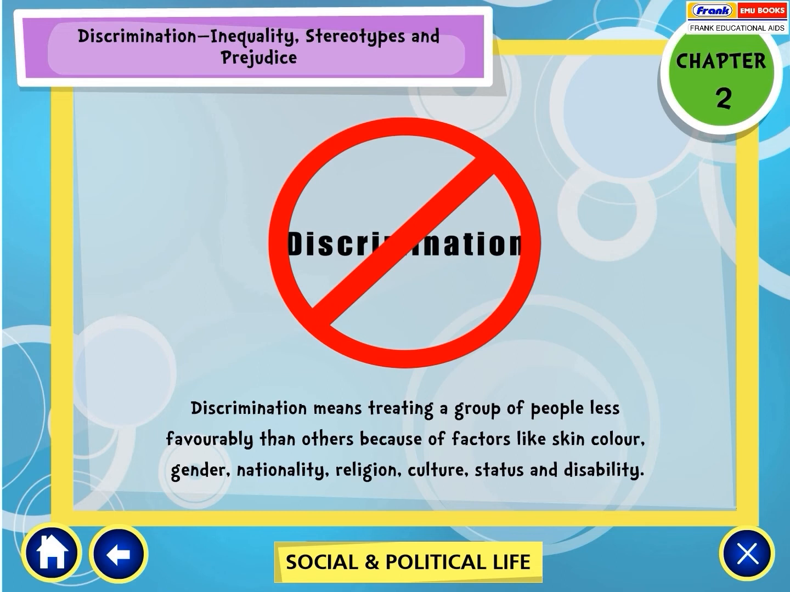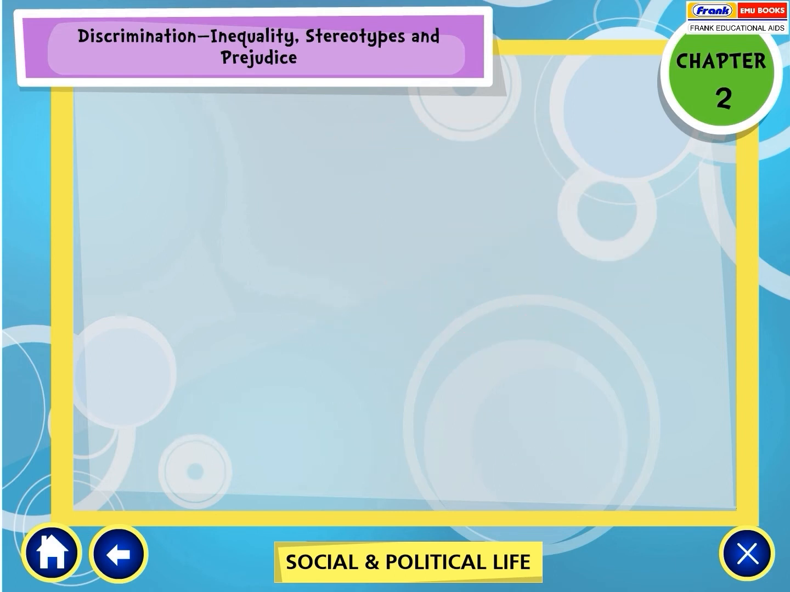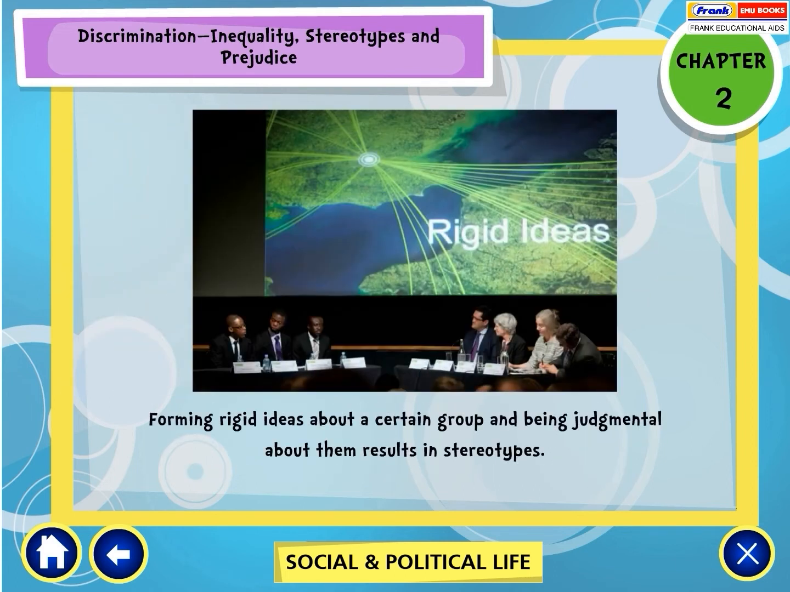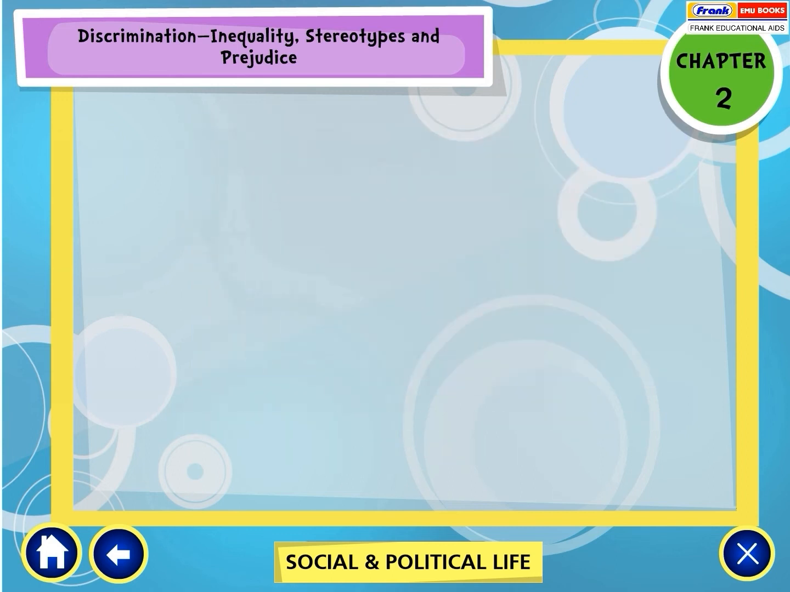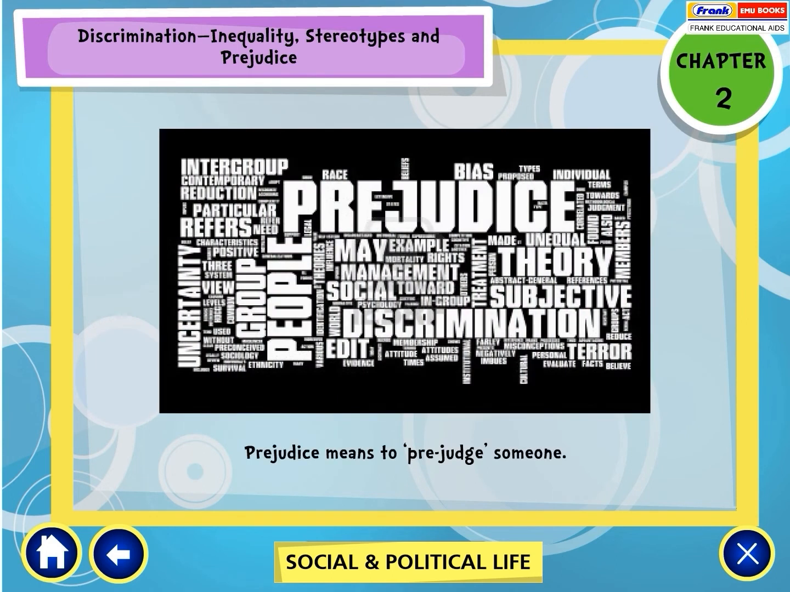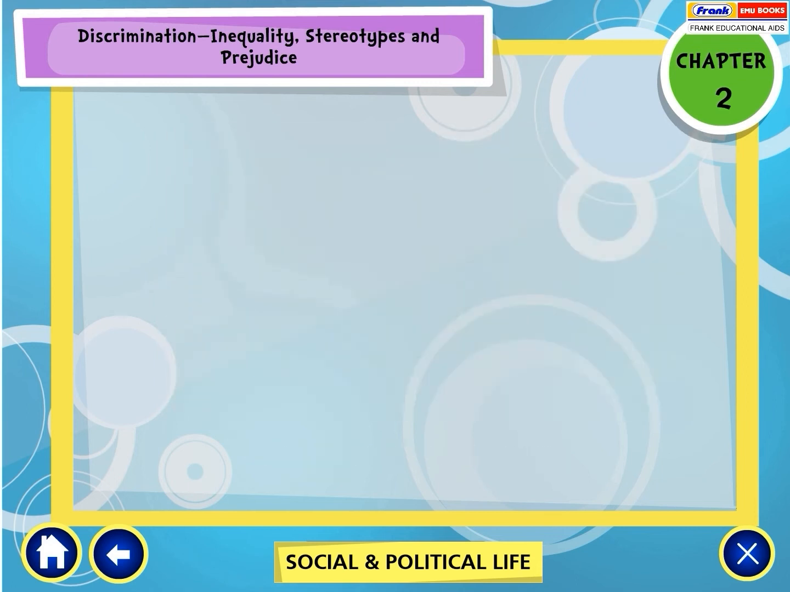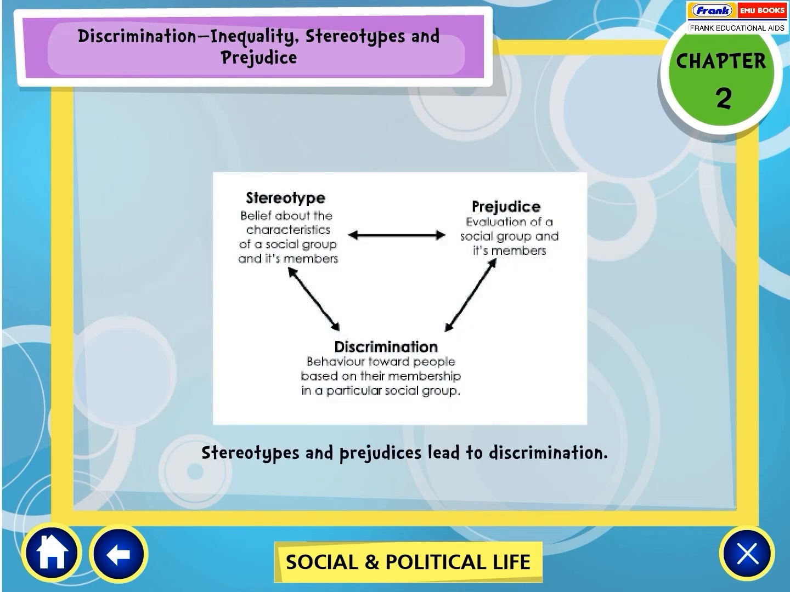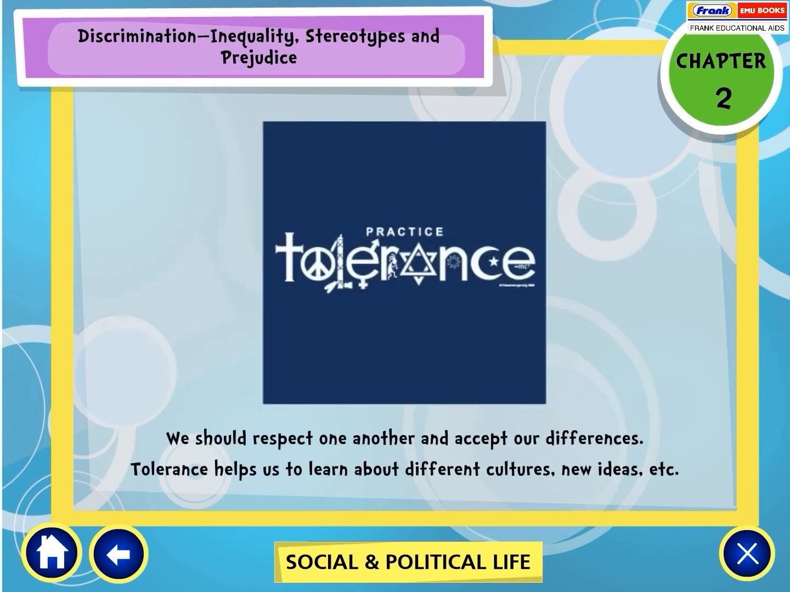Discrimination, inequality, stereotypes, and prejudice. Discrimination means treating a group of people less favorably than others because of factors like skin color, gender, nationality, religion, culture, status, and disability. Forming rigid ideas about a certain group and being judgmental about them results in stereotypes. Prejudice means to prejudge someone. Stereotypes and prejudices lead to discrimination.